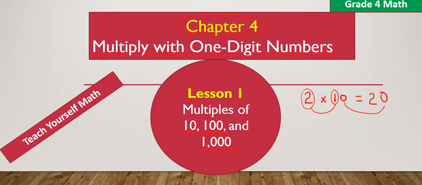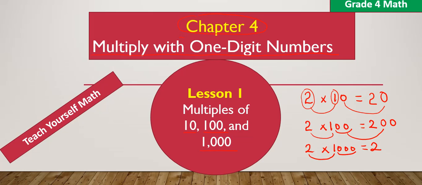The same way, if I have 2 multiplied by 100, all I need to do is 2 times 1 is 2. I have 2 zeros, I put them here, 2 zeros. My answer becomes 200. And lastly, 2 times 1000 is going to give me 2 times 1, I write my 2 and 3 zeros. 1, 2, 3. And that is 2000. And this is what we are learning today. So sit back, listen, and enjoy.